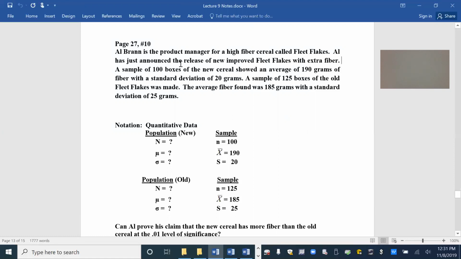Al has announced the release of a new improved Fleet Flakes with extra fiber. A sample of 100 boxes of the new cereal showed an average of 190 grams of fiber, standard deviation of 20. Took a sample of 125 boxes of old Fleet Flakes. Average was 185. Sample standard deviation of 25.